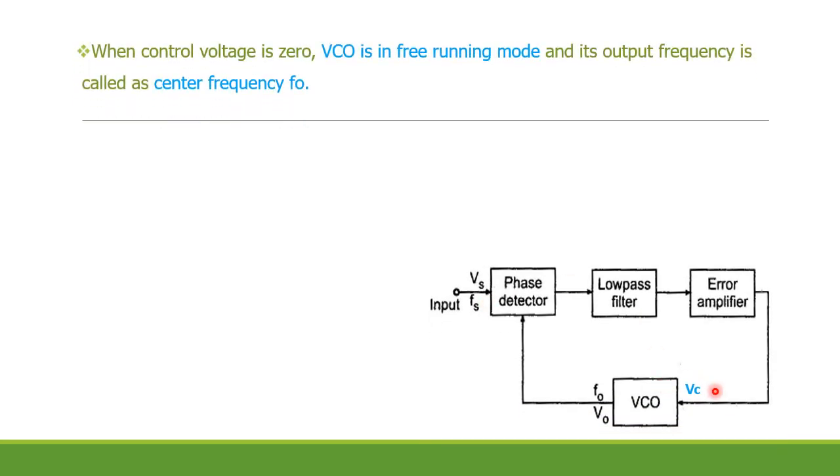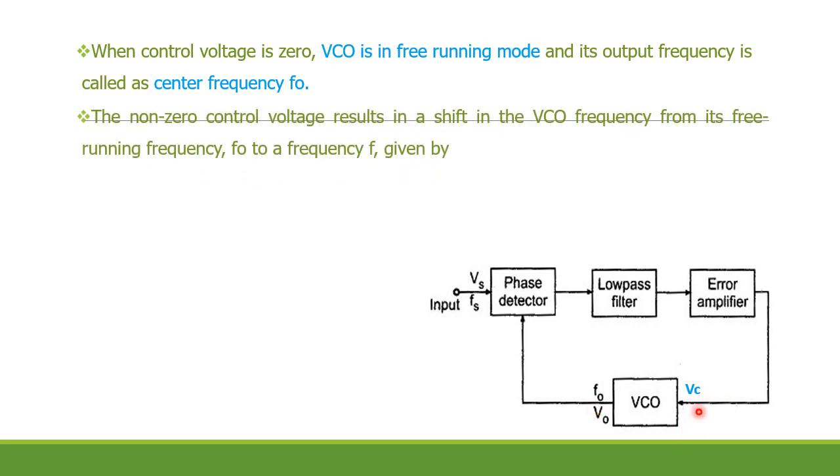Now, if there is no control voltage, which means nothing is fed back from the error amplifier to the VCO, then the VCO is said to be in free running mode, which means it is not being forced to move to some other frequency. It will work on its own frequency, called the free running frequency, or in simple terms, the center frequency F0. When there is no incoming control voltage, my output frequency is constant and equal to F0. We call it the free running frequency or center frequency.